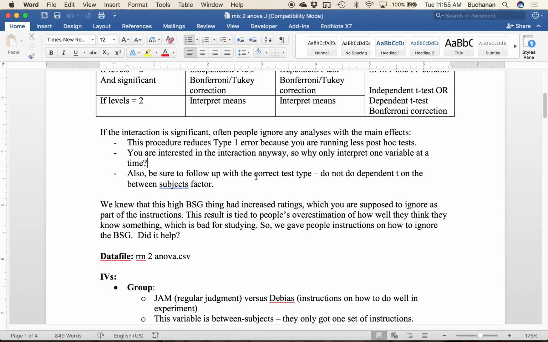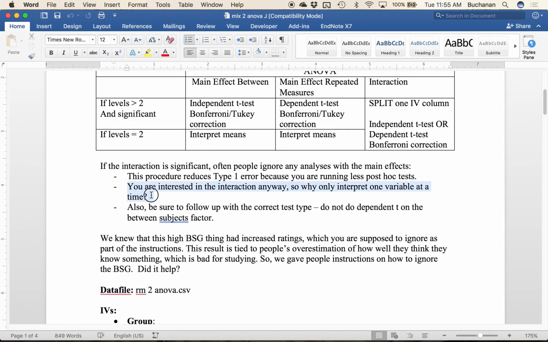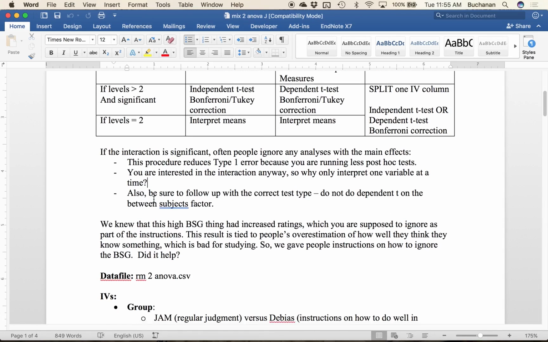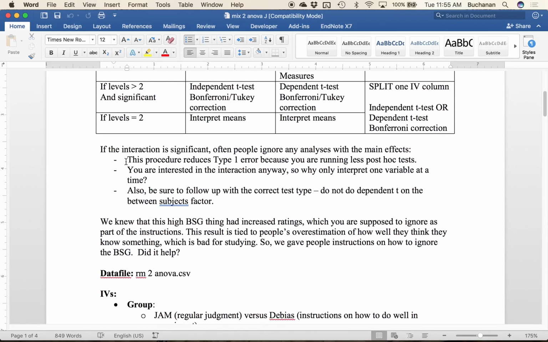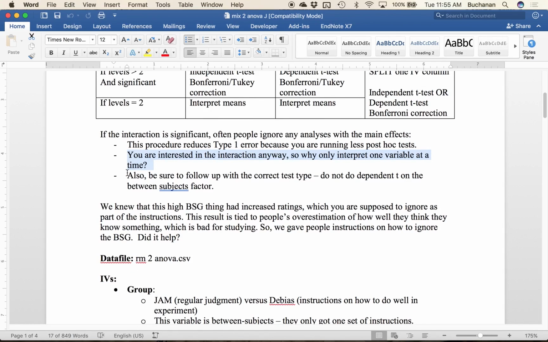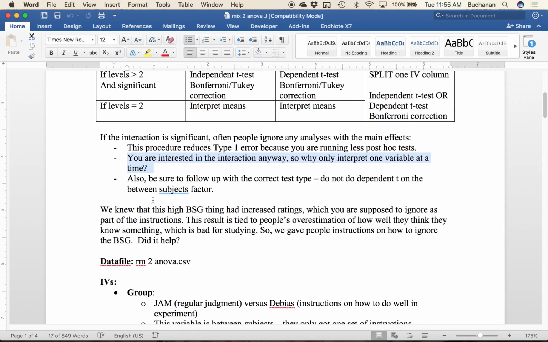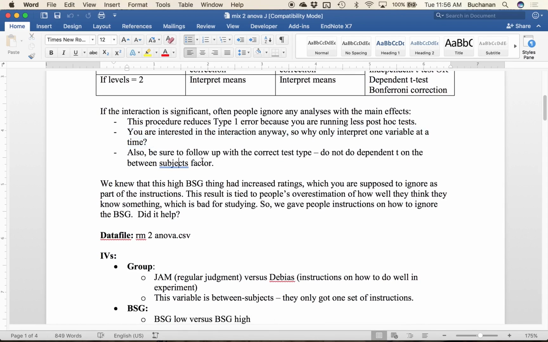So we're going to interpret the interaction and usually ignore the main effects. You can do them. This is a Dr. B thing. It's not always true. Often people do this, but it's not 100%. So do what your advisor wants, and then once you're past that point, you can decide, okay, I only want to run this or I only want to run that. Be sure you follow up with the correct test type, so don't run a dependent t on a between subjects factor. JASP makes that a little hard to do. You can still do it, but it's a little more difficult to make this mistake.